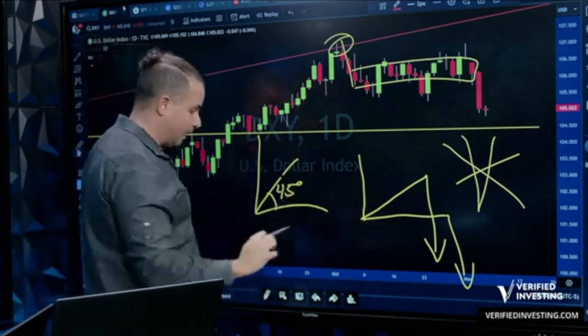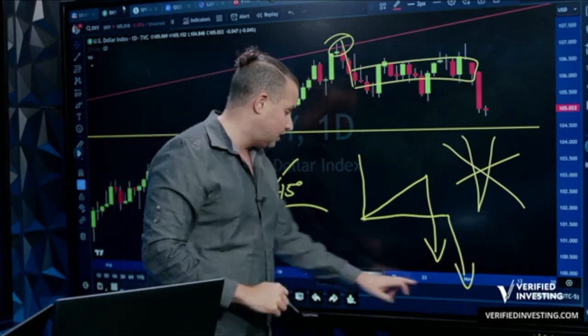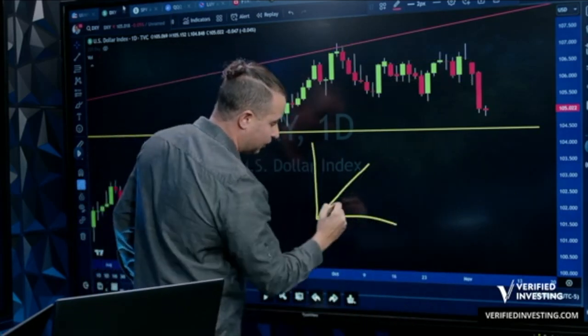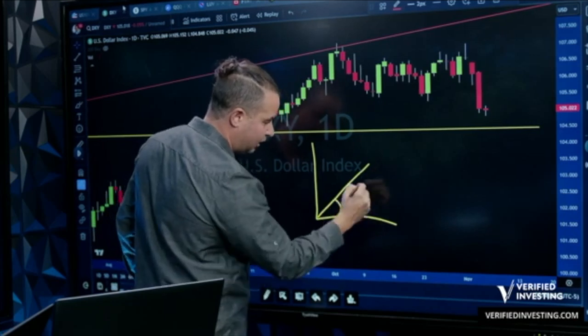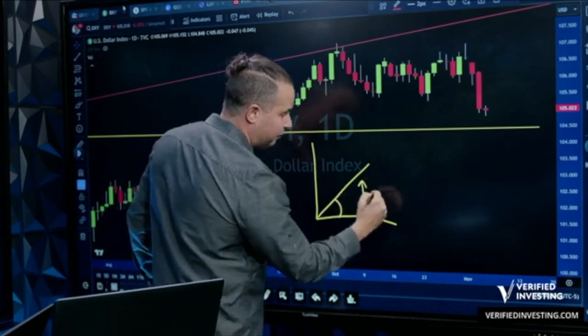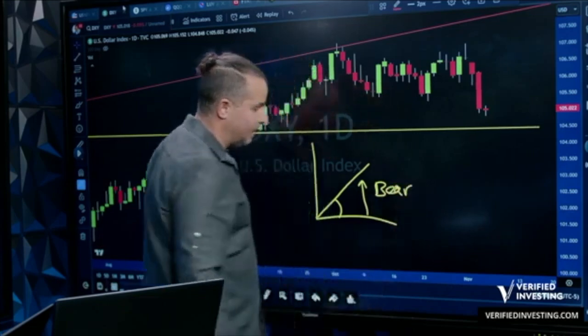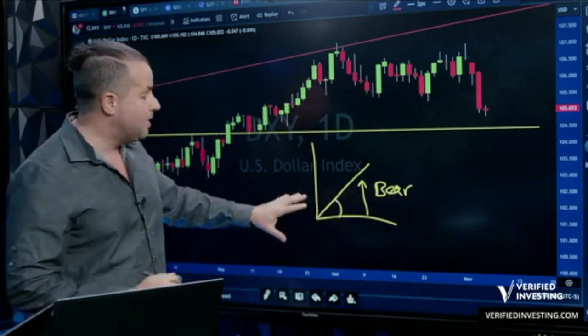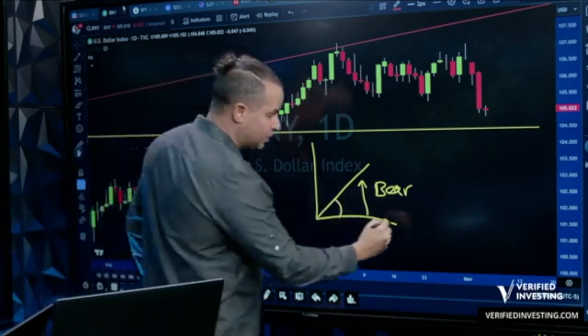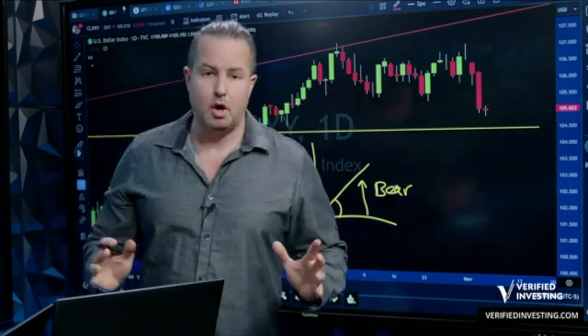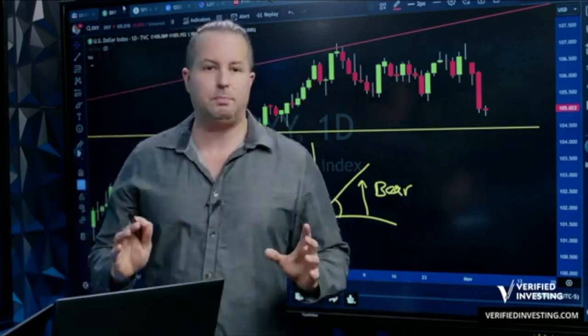In addition, I'm going to throw even another curveball at you. Let's get rid of these lines. So what we know is 45 degrees. Anything from here to here is a valid bear consolidation pattern, right? Bear, we'll just write bear for there. Now, what you understand is when you have a perfect right angle, that is the perfect setup. A right angle is your textbook bear flag.